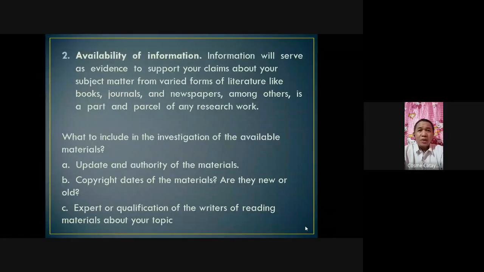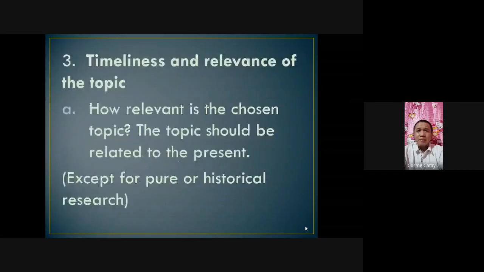Are they new or old? Letter C, expertise or qualification of the writers of reading materials about your topic. Number 3, timeliness and relevance of the topic. Letter A, how relevant is the chosen topic? The topic should be related to the present, except for pure or historical research.